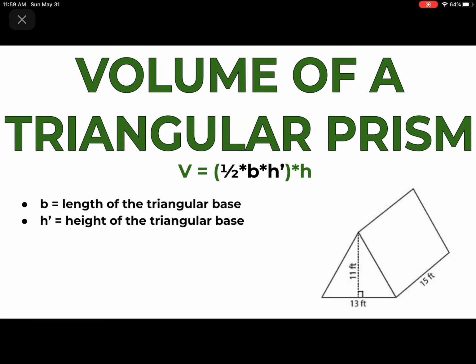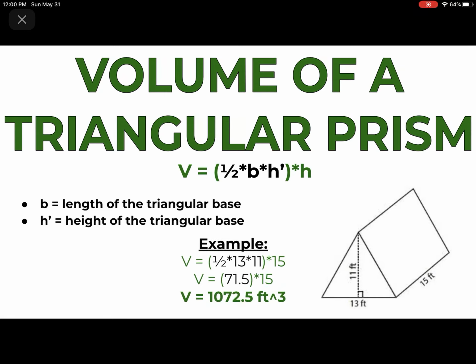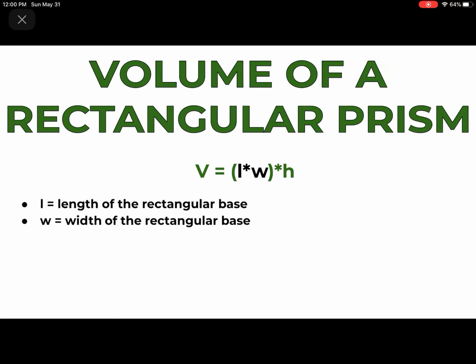So our example, we're given this. Our H prime is going to be 11 feet, our B is going to be 13, and our H is going to be 15. So I'm going to plug all of this in. Volume equals 1/2 times 13 times 11 times 15. 1/2 times 13 times 11 is 71.5. So 71.5 times 15, well, that's going to mean volume equals 1,072.5 feet cubed. When you're doing this, round to the nearest hundredth, but in this one, there's only tenths places, okay?